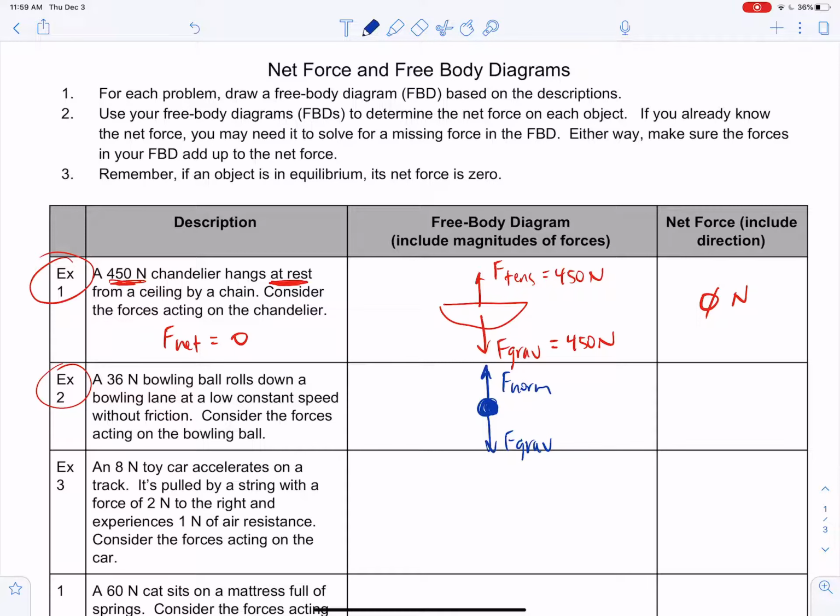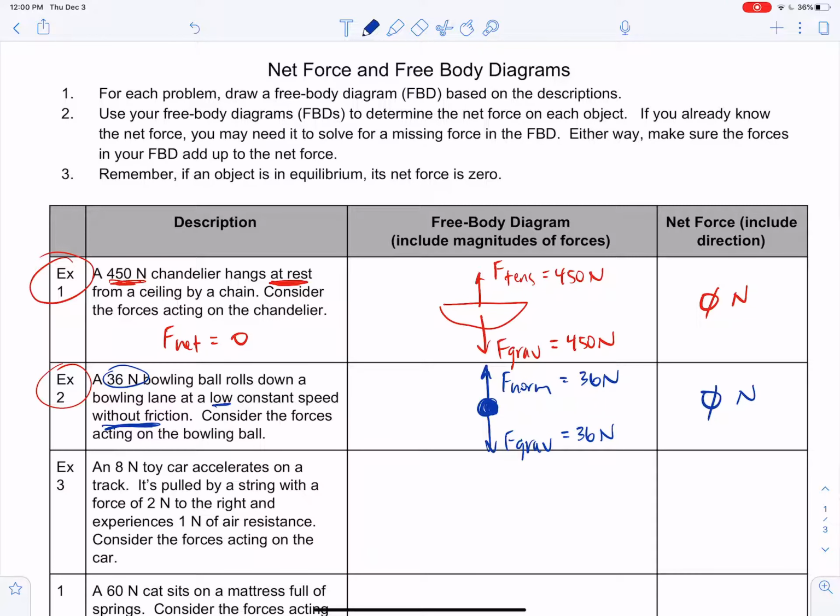And then it says it's without friction, so I can ignore that. And it says it's a low constant speed. So at low speeds, there's not noticeable air resistance. So this is it. If it's a 36 Newton bowling ball, that's describing the weight or the force of gravity. And the bowling ball, as it goes down the lane, doesn't accelerate upwards or downwards, so it will be vertically balanced, right? And so in this case, the net force is also going to be 0 newtons again, okay?